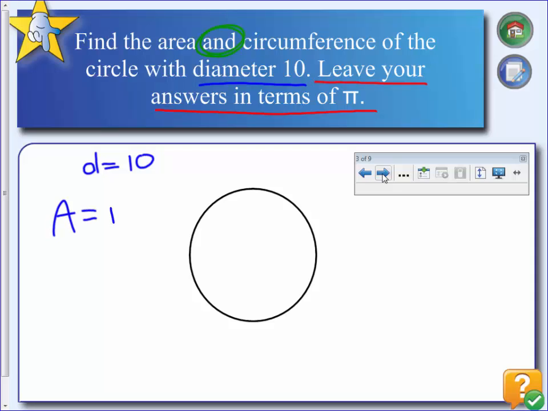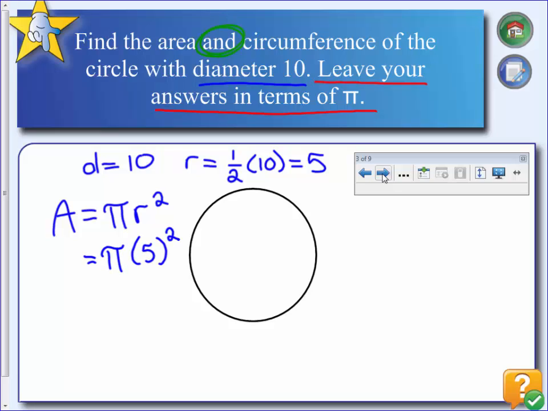Area, we said, was pi times the radius squared. Well, if my diameter is 10, my radius is going to be half of my diameter, so we need to find that first. So radius is 5. So my area is going to be pi times 5 squared. Well, 5 squared is 25, and it's common to put the number first, so we're going to do 25 pi.